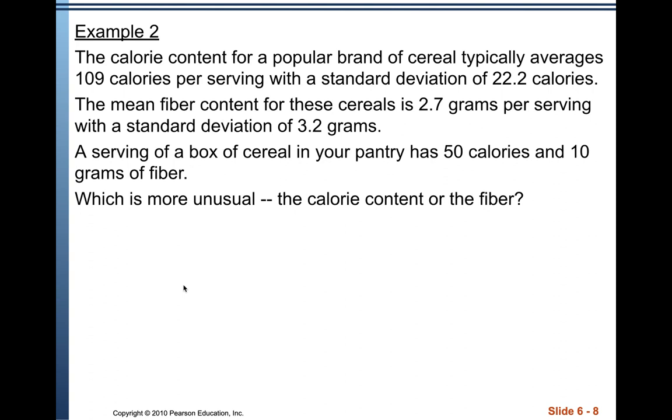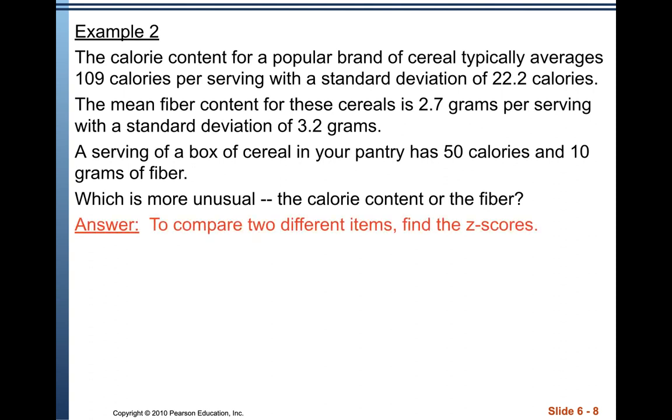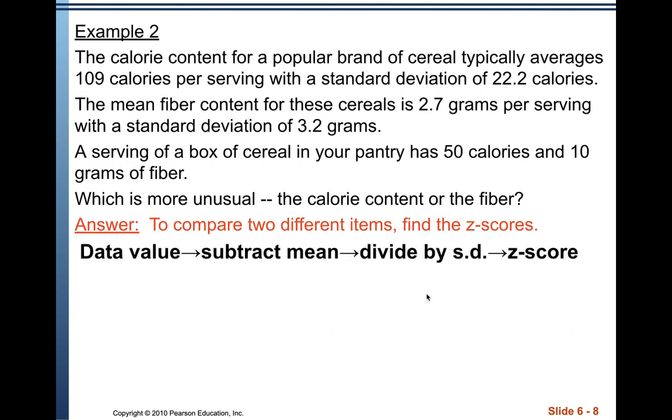Okay, so a serving size of a box of cereal in your pantry has 50 calories and 10 grams of fiber. Which is more unusual, the calorie content or the fiber? When we want to compare two different items, in this case the calories and the fiber, we're going to do that by looking at their z-scores. In other words, I need to find the z-score for calories and the z-score for fiber.